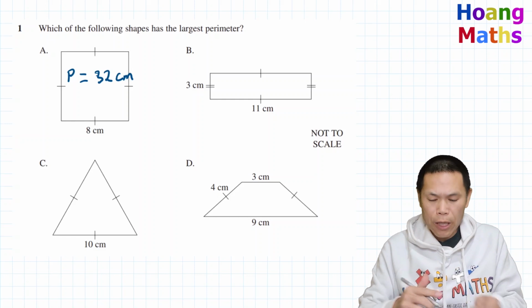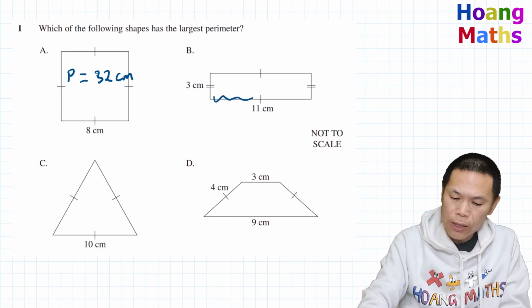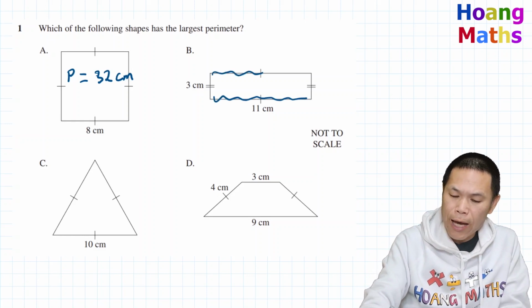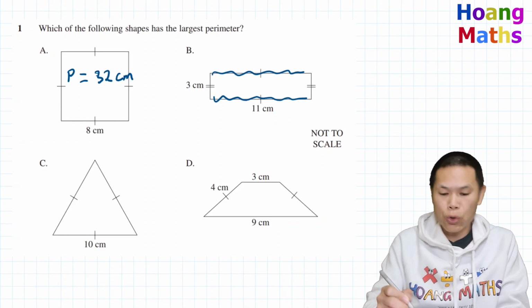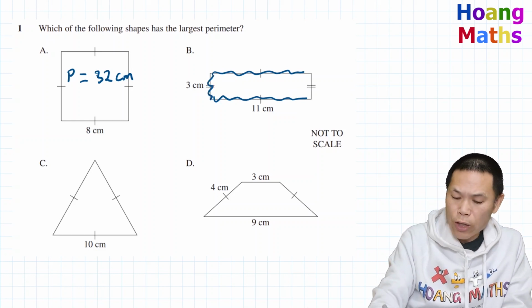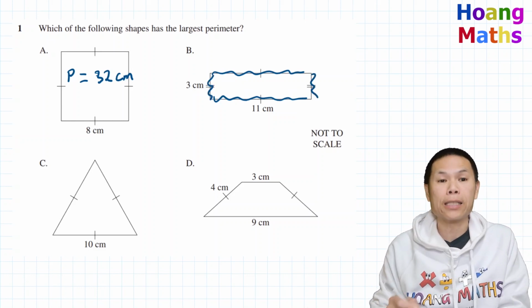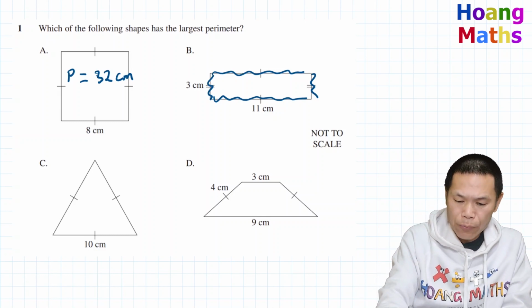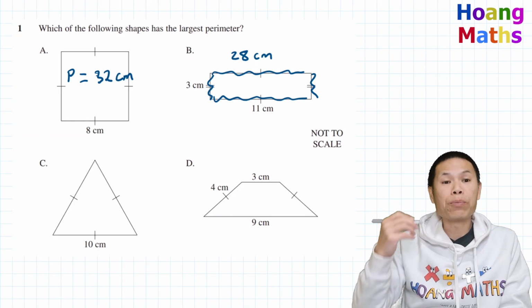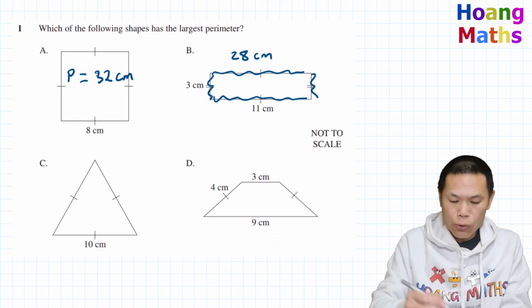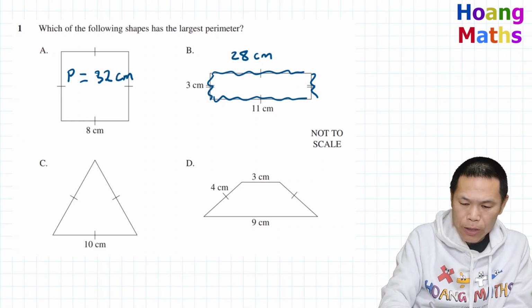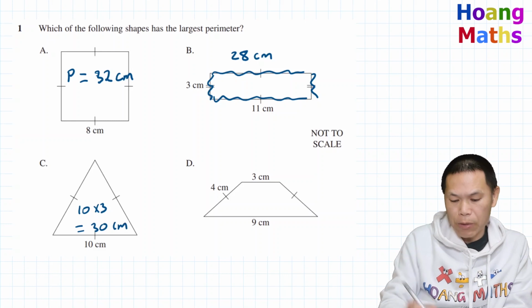And for option B, the perimeter of this is 11. We have another 11, so that is 22. We add 3, another 3, that is 6. So 22 add 6 is 28 centimeters. And option C, an equilateral triangle. So the perimeter of this is 10 times 3. So that gives me 30 centimeters.